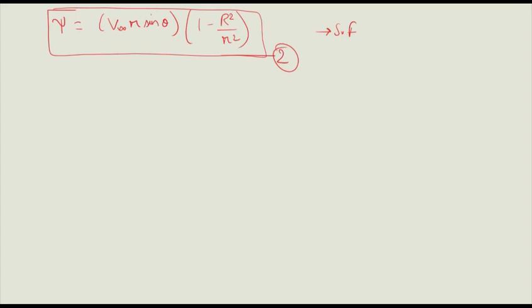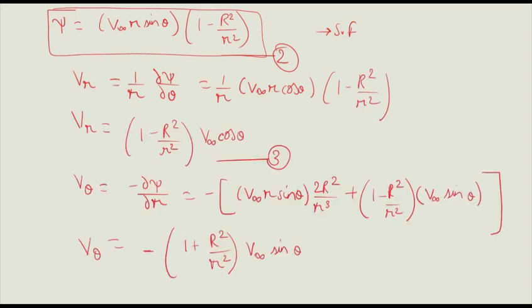Now let us differentiate equation 2 in order to obtain the velocity field. I have Vr equal to 1 by r dou psi by dou theta, which is 1 by r V infinity r cos theta into 1 minus R square by small r square. Upon differentiating for Vr and V theta, we obtain the velocity field. Let us say these are our equation 3 and equation 4.